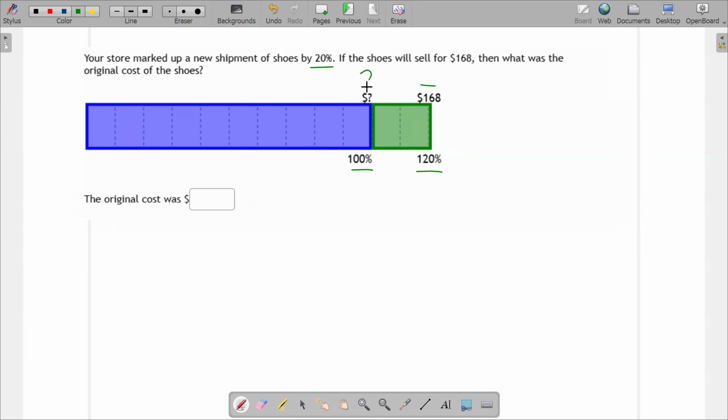Make a note, how many rectangles are in my whole grid? Well, 1, 2, 3, 4, 5, 6, 7, 8, 9, 10, 11, 12, matching that 120. So I want to know, if I split 168 into 12 pieces, how much is each piece worth? So I whip that out of my calculator. 12 goes into 16 once, with 4 left over. 12 goes into 48 4 times. So I think each box should be worth 14.